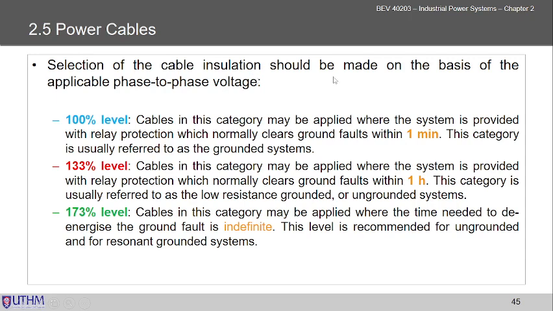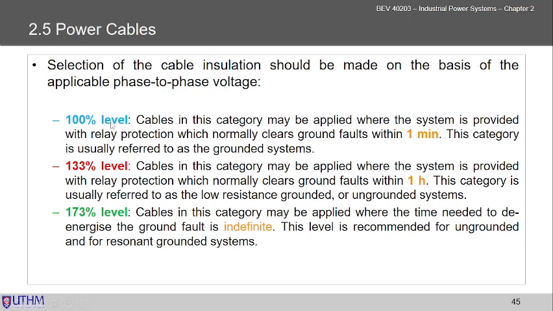And why is the insulation very important? Because the insulation is the only protection to the cable. So once the cable is overloaded, that means the current is higher than the rated current, and something will happen. The first thing is the cable will heat up, heat up until a certain level, then it will explode. So what is the level on that?